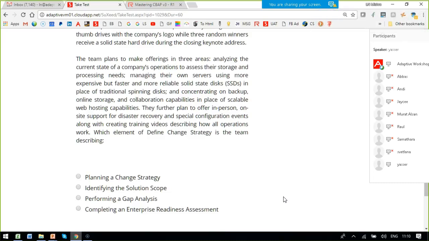Okay. No, I'm sorry. A. So they plan to analyze the current state. It seems that B and C make more sense, because they're looking at the current state. And so they want to define scope. I would go B. Others, what's the opinion? Are you doing a change strategy, a solution scope, or a gap analysis?